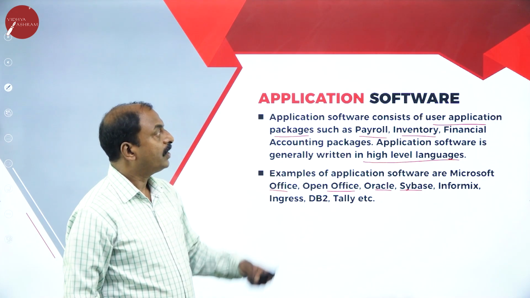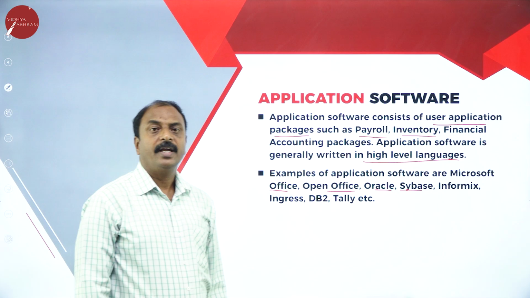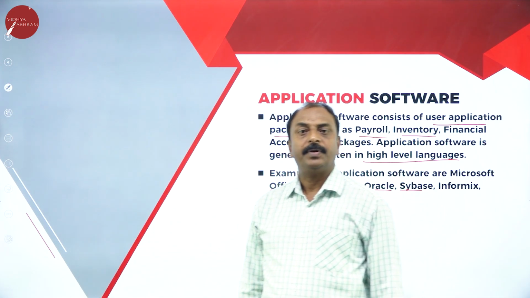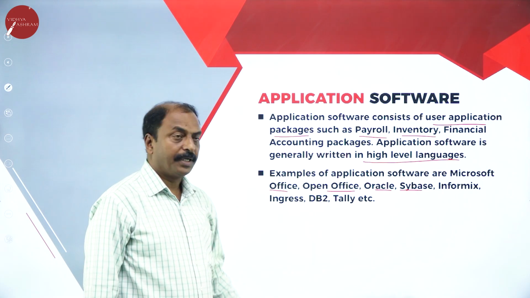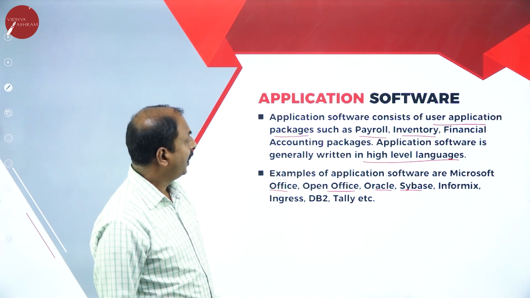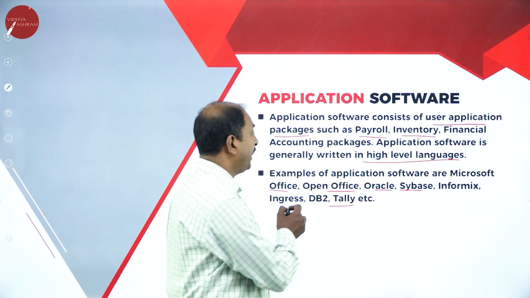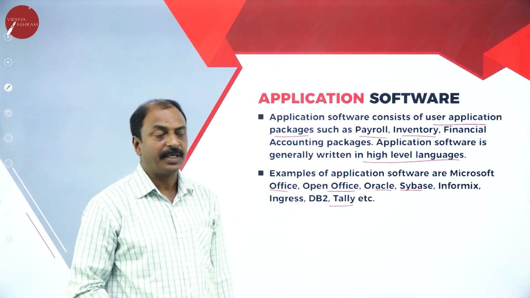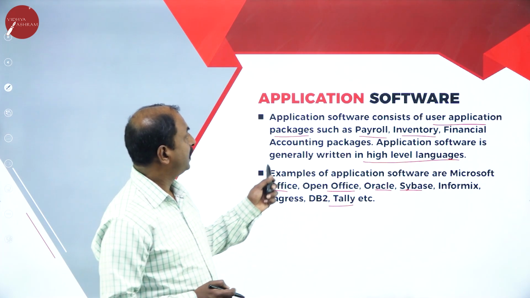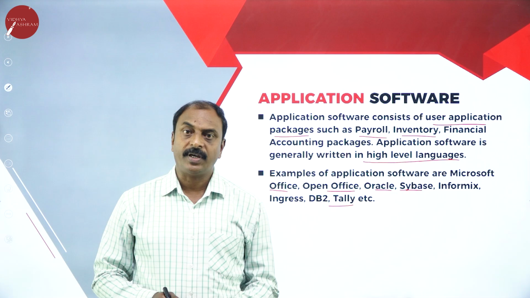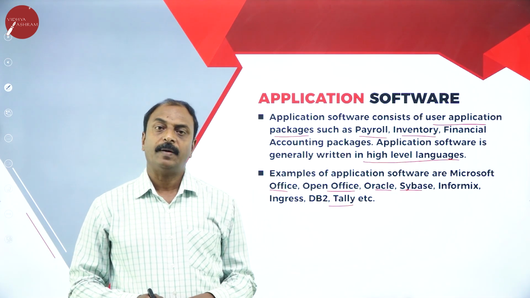So generally, what is application software? It is software developed for a particular application. Applications like payroll are one separate application software. And you can see Tally. Tally is a software. It is a financial application. So these application software are written using a high-level language for a particular application.